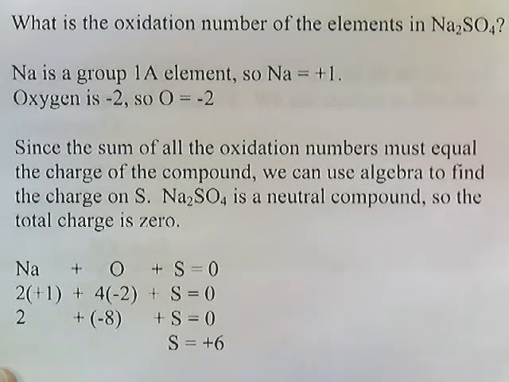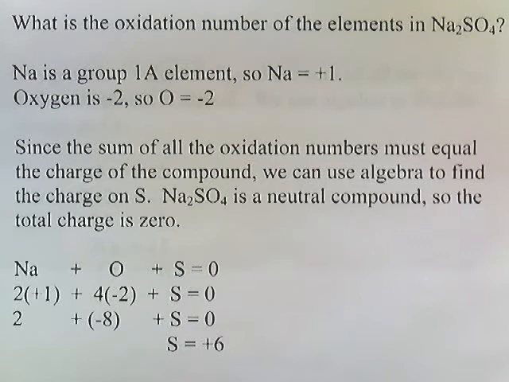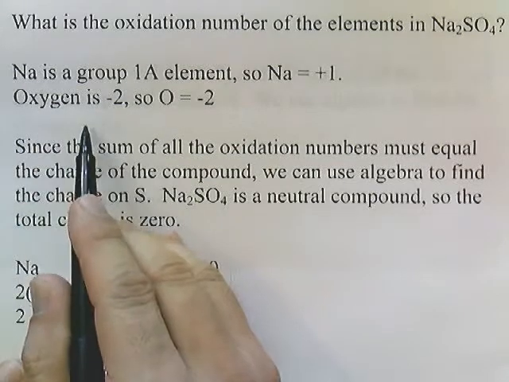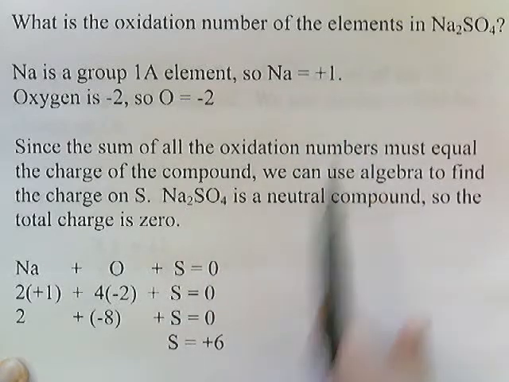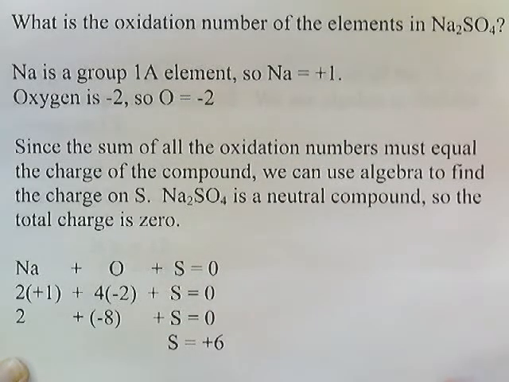And then 2 plus -8 plus S is 0. So in order for all this to equal 0, the charge on sulfur has to be equal to +6. So that's the charge on the sulfur. All right. So we have it for the oxygen, we have it for sodium, and we just solved it for sulfur. All right. So that's the answer.